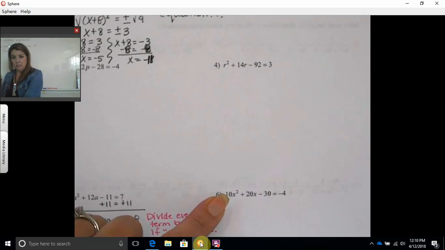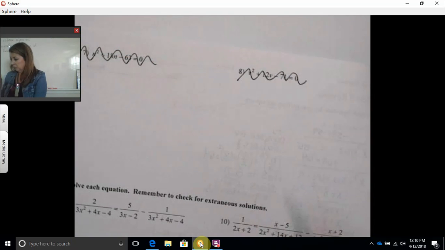7 and 8 on the back. Those are still completing the square. I meant to put 2 more on there where A was something other than 1. So I'm not gonna make you do that many completing the square. So just mark out 7 and 8. You're welcome.